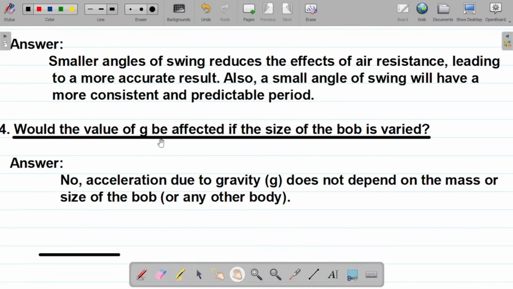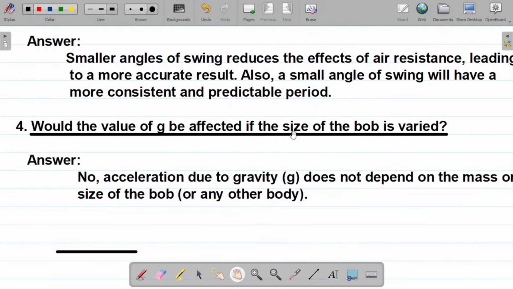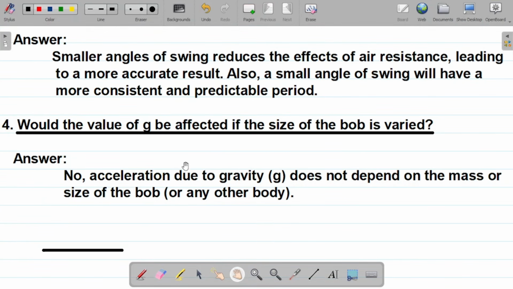The final question there is, would the value of g be affected if the size of the bob is varied? So if I increase or reduce the size of the bob, would the final answer of g be affected? The answer is no. Why? Because acceleration due to gravity g does not depend on the mass or the size of the bob. So whether you make the bob bigger or smaller, it doesn't change gravity, because acceleration due to gravity is a constant. Whether the mass is big or small, it doesn't matter. It would not change the value. All right, so the answer is no.